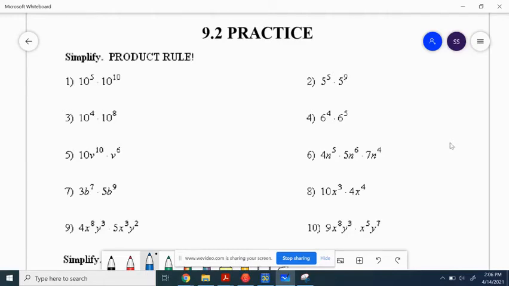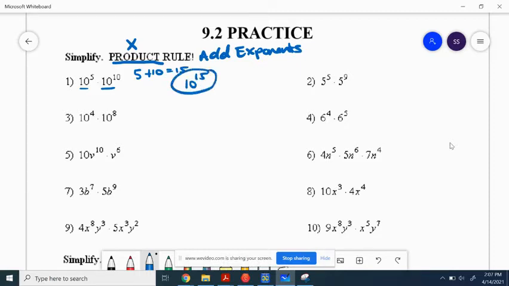All right, this is the practice problem video for 9.2 exponent rules. So let's start with 1 through 10. We have the product rule. Product is the answer to a multiplication problem, and so the rule is to add the exponents. If we have 10 to the 5th times 10 to the 10th, we just do 5 plus 10, which is 15. So this is going to be 10 to the 15th power.